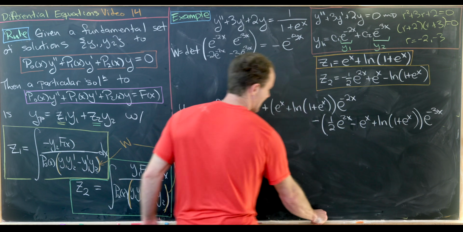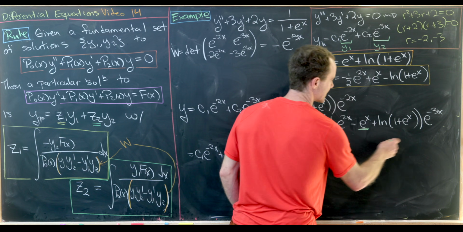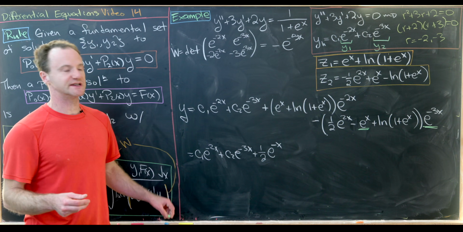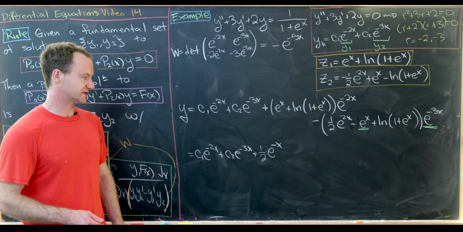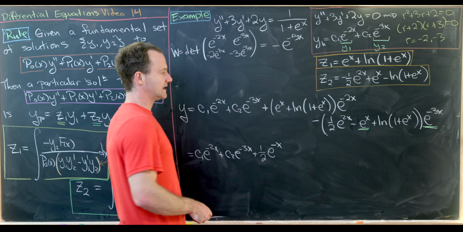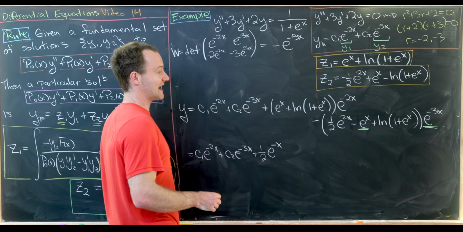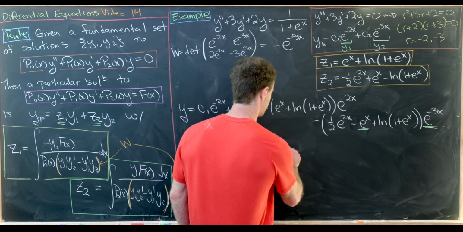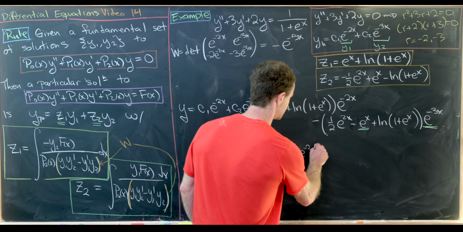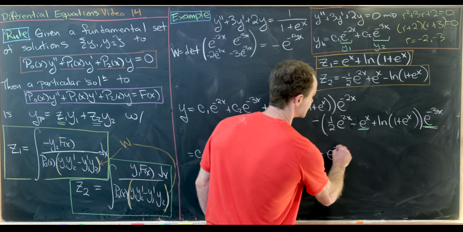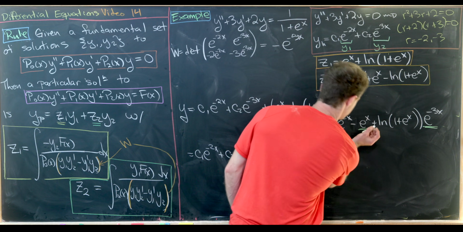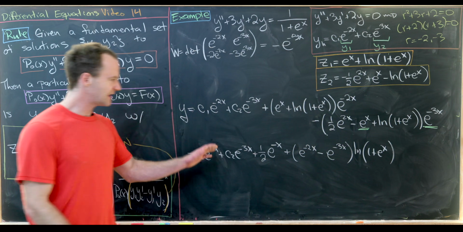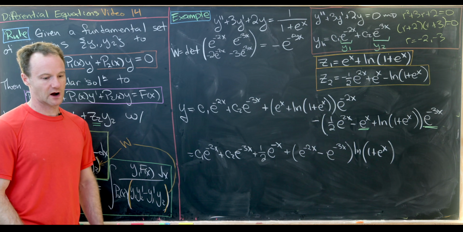So just to reiterate what happened, notice that this term right here times this term right here will give us a homogeneous solution, so we can absorb it into the homogeneous solution. Okay, so left over is the stuff involving the natural log. So we might as well factor that out. So that's going to give us plus e to the minus 2x minus e to the minus 3x times the natural log of 1 plus e to the x. And that would be a nice final format for our answer.